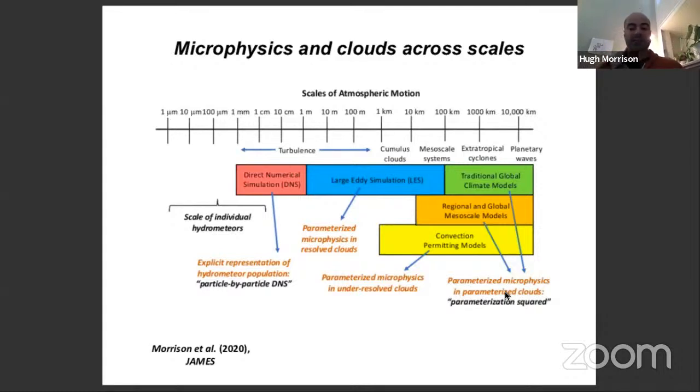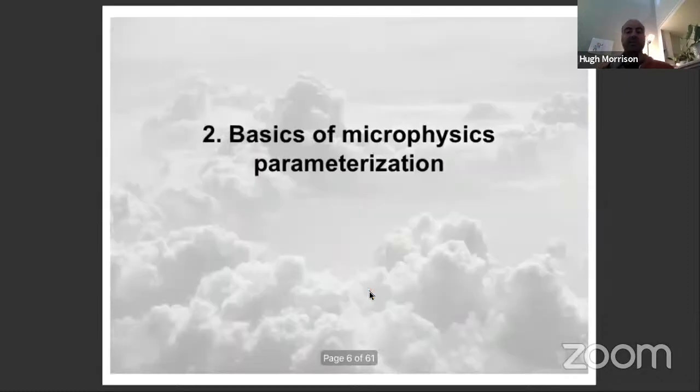So I'm not going to talk about the macrophysics part of the problem, but that is an important thing I want to mention here, really in models of all scales from LES up, but particularly in larger scale models, and the way that that's coupled with the cloud microphysics. So from here on, I'm really going to focus on the parameterized microphysics aspect of this. And I'm going to talk about some of the basic ways that that's represented in models.